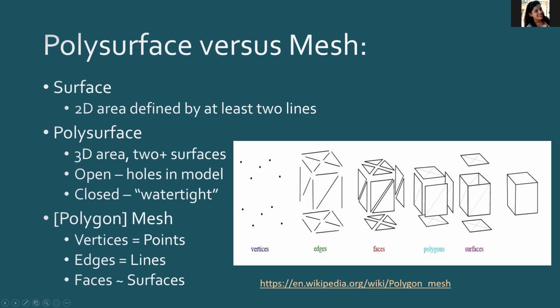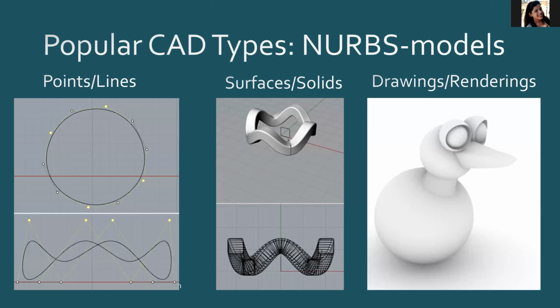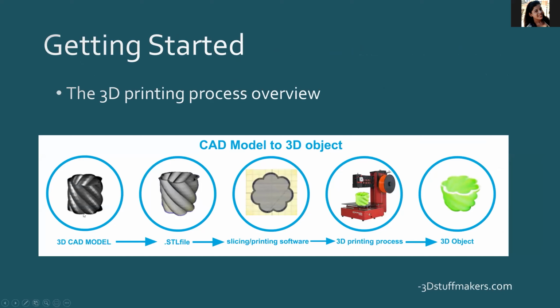So eventually we'll move to mesh, when we have a model that we like. So you have your lines, your points, and there's basically your sketch, and then you can move that into your surfaces that hopefully are connected enough to make a solid, and then you can use that for your drawings and renderings or your 3D prints. So you're playing with your 3D CAD model, you export into your STL.